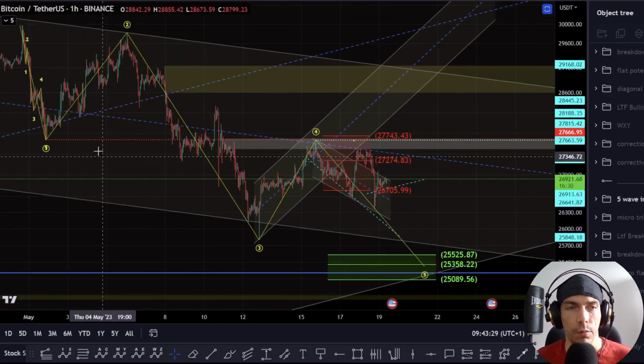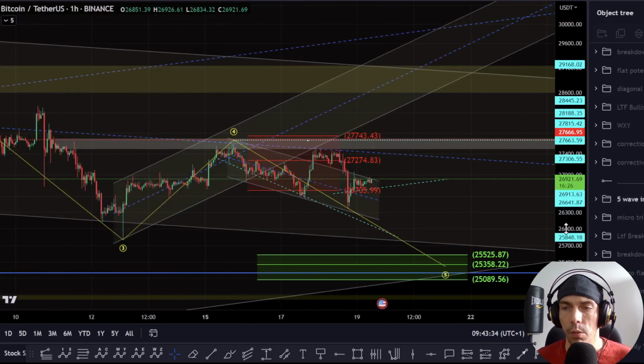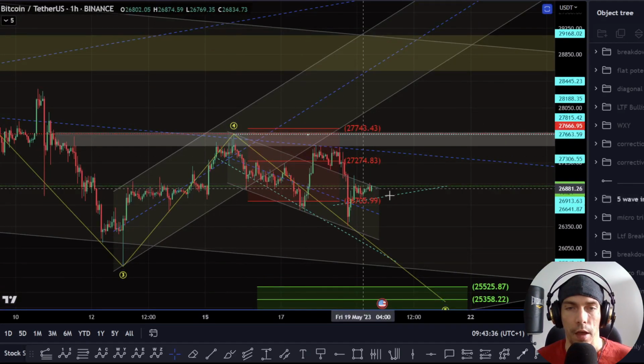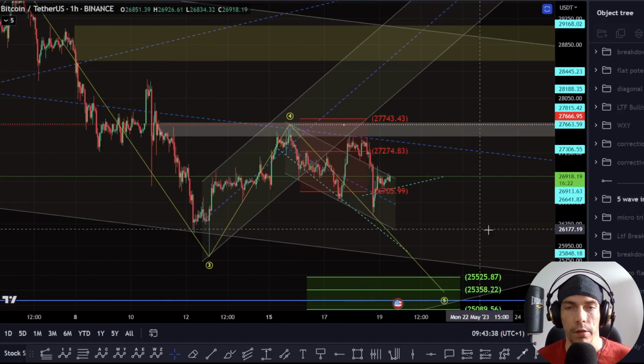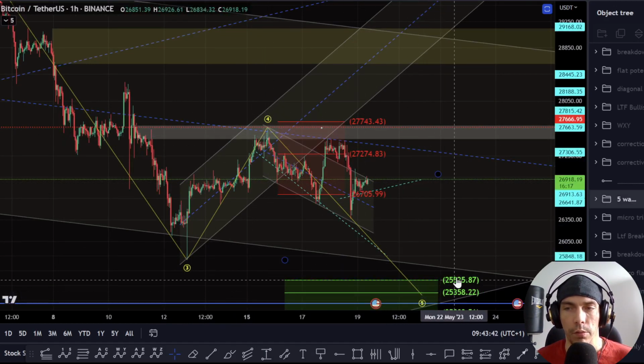Now, the invalidation point for this comes at this 27,666, which we narrowly missed out on this move to the upside here. Now, what we could be seeing here is that we could actually still be within this fourth wave, or alternatively, we could be looking for this fifth wave to the downside.